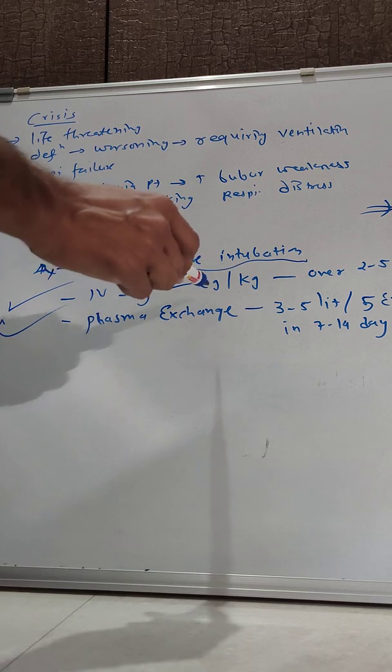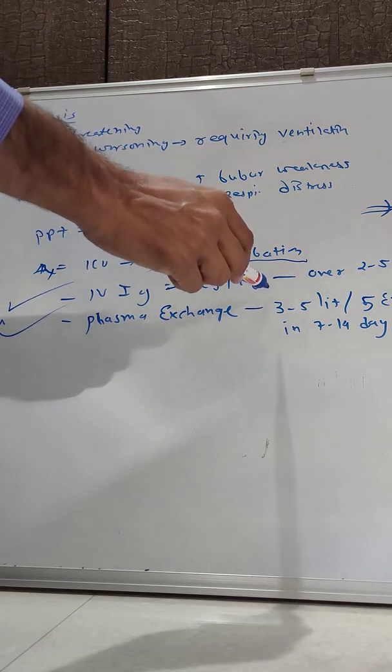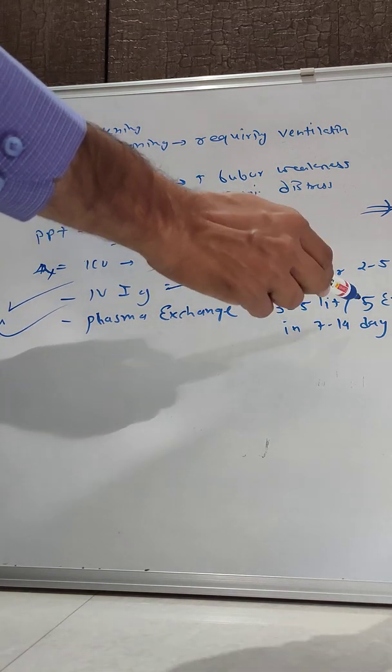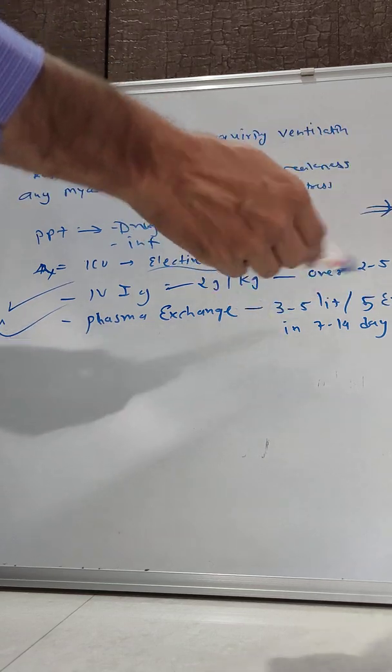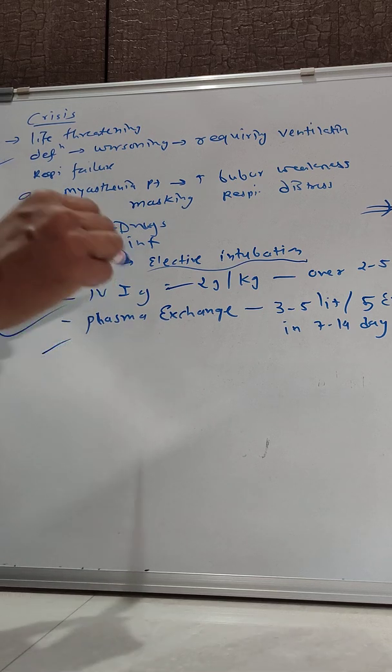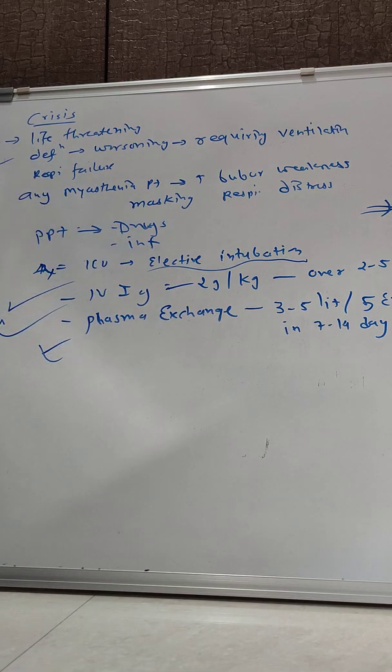IV immunoglobulin is given at 2 grams per kilogram over a period of 2 to 5 days. Plasma exchange is 3 to 5 liters per exchange, and 5 exchanges over a week or two will be required. Plasma exchange essentially removes the antibody, while the mechanism of IVIG is unknown, but it binds to the antibody and leads to an acute decrease in antibody level. Both decrease the antibody level and the patient will have rapid improvement. So every patient in crisis needs IVIG and plasma exchange.